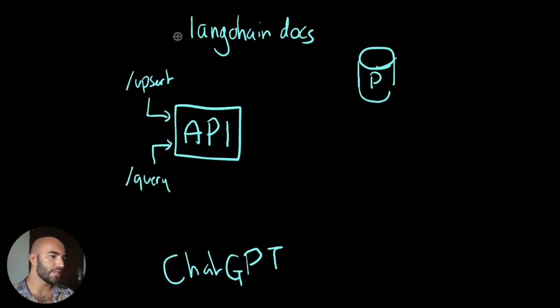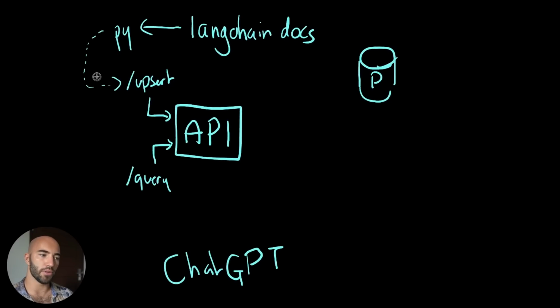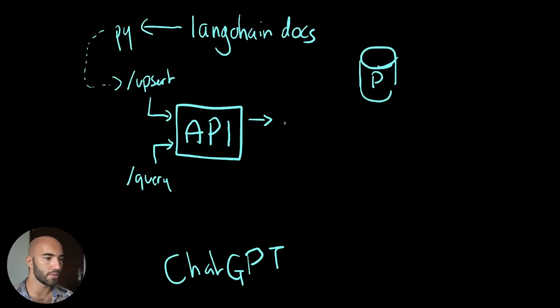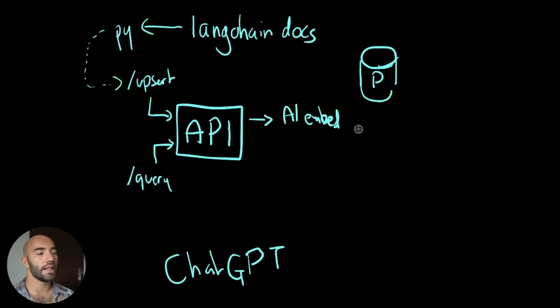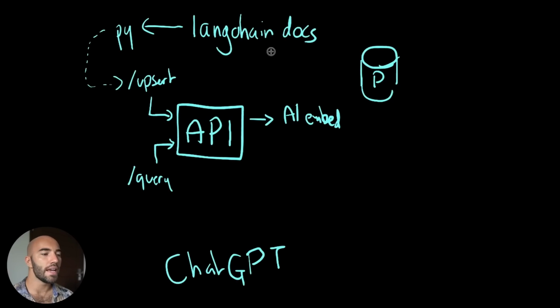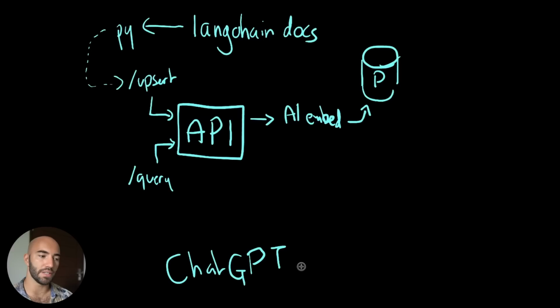What we are going to do is take all of our Langchain docs and run them through a Python notebook. Here, we're going to download them, and we're going to throw them into this upsert endpoint here. What that's going to do is it's going to come out on the other side and go to an OpenAI embedding model. I'm just going to put AI embed, right? And that is essentially converting the text in those Langchain docs into meaningful numerical representations of that information. And they all get stored within our Pinecone vector database here. So this Pinecone vector database is now a potential source of information for ChatGPT down here.